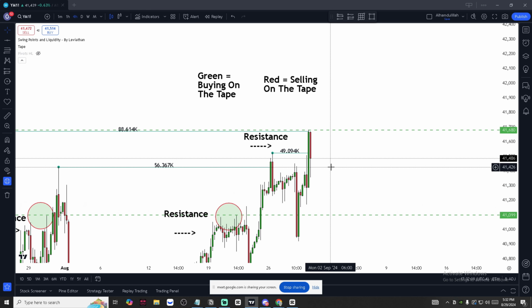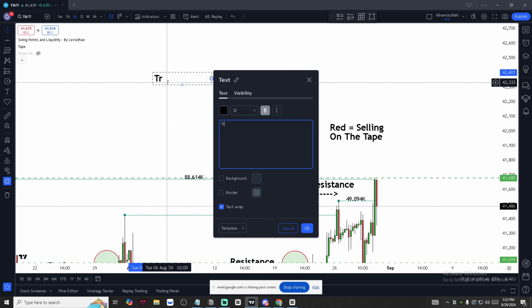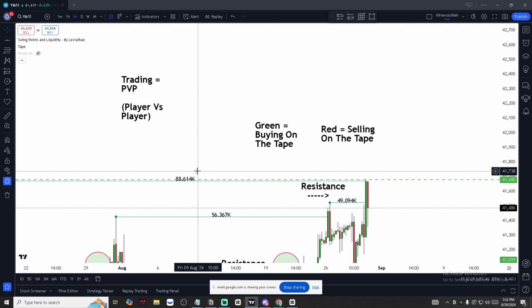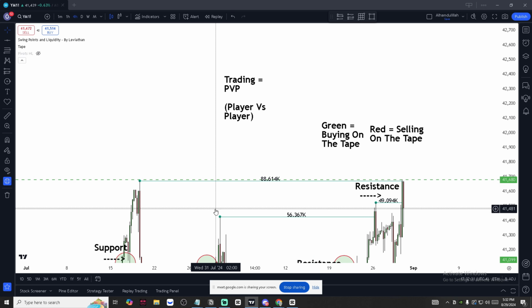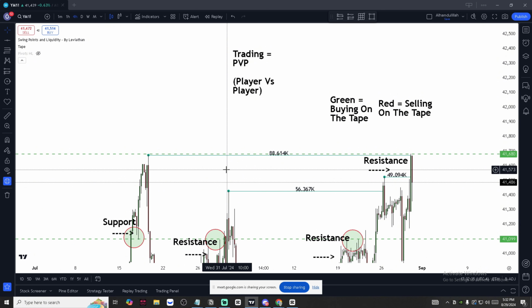Because the point of trading is that people don't really realize trading is PvP. PvP means player versus player. So when we're winning, someone is losing money, but when we're losing money, someone is winning money. So it's not just coming out of thin air. It's really important to do what everyone else is doing. In trading, that's really the bread and butter of it.